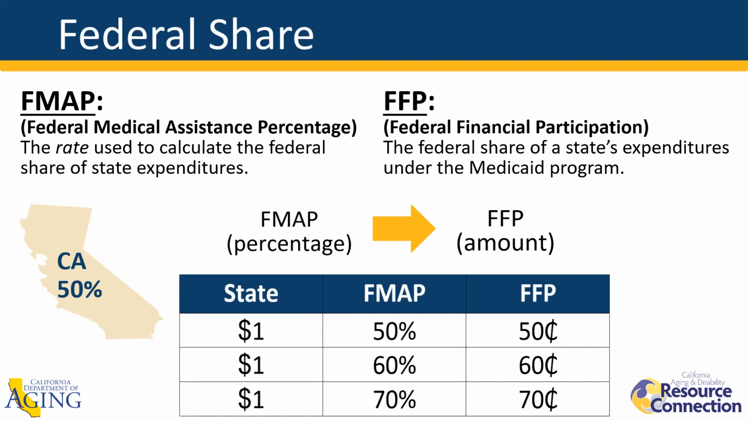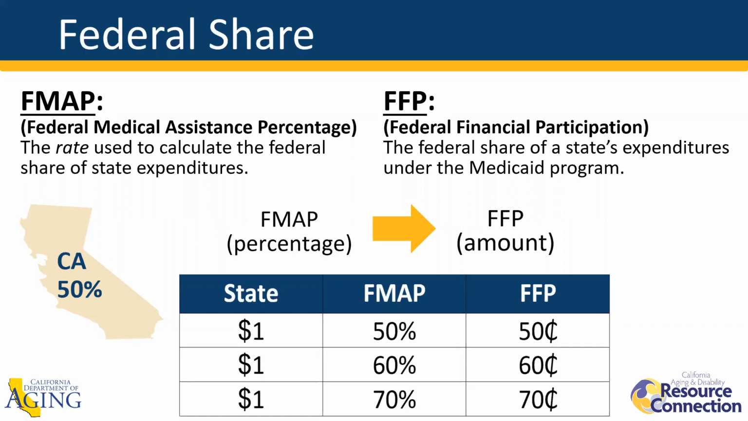Let me walk you through some very simple examples to show you how it works. Say for every dollar the state puts in to fund its Medicaid program, if the FMAP is 50%, then the feds would match 50 cents for every state dollar spent. If the FMAP is 60%, then the federal reimbursement would instead be 60 cents. And if the FMAP is 70%, then the FFP or federal share would be 70 cents.